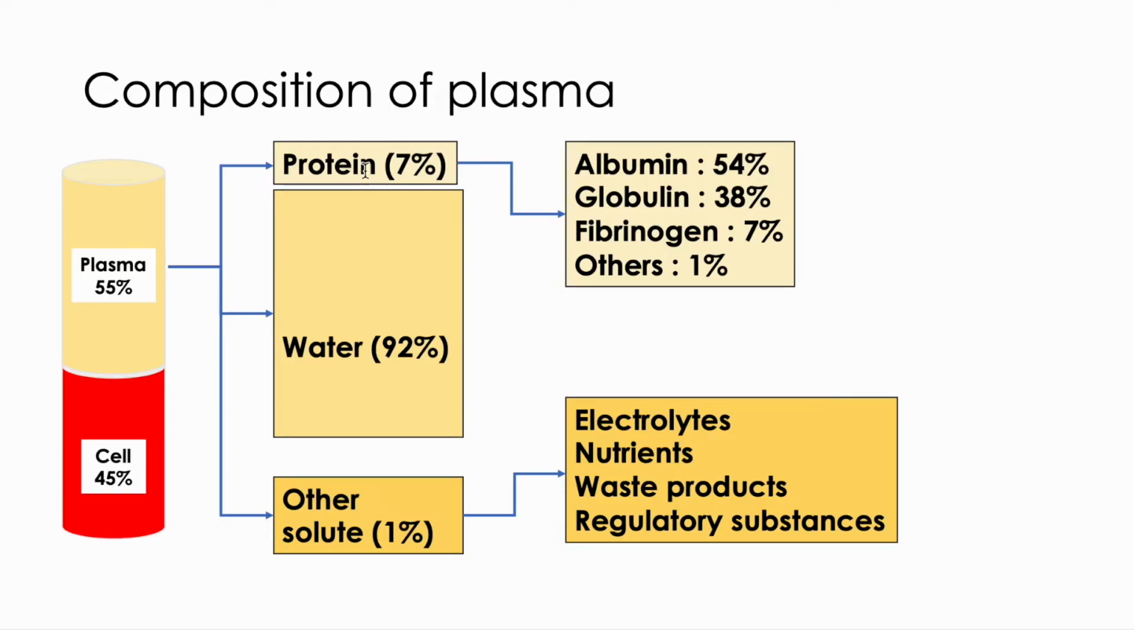so this is actually the composition of plasma, and you can see 55-45. Protein contributes around 7%, water 92%, and the other solutes 1%. So what are the proteins inside the plasma? As I mentioned earlier, we have the albumin. The majority of the protein is actually albumin. You have globulin, fibrinogens, and then the others is actually 1%. And all of these proteins serve as the oncotic pressure. I mentioned earlier, the oncotic pressure is the pressure that conserves the water inside the vessels, right? Alright, so we have water 92%, and the other solutes, what are they? They are electrolytes, nutrients, waste products, regulatory substances like hormones and whatnot. All of these belong to the remaining 1% of the plasma constituents.